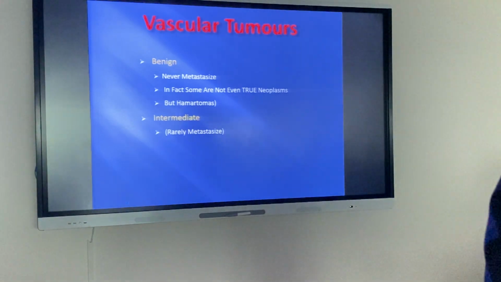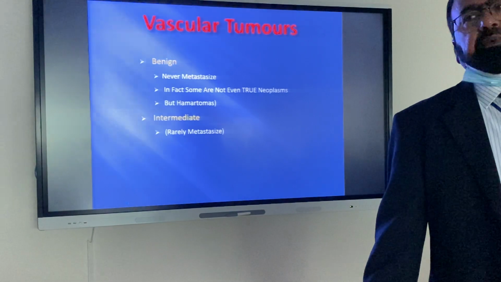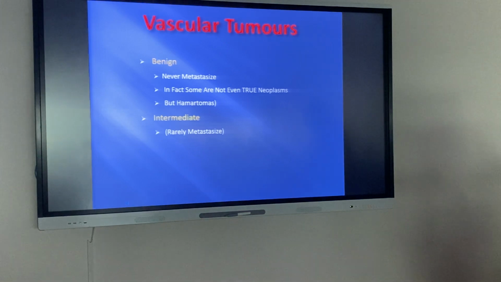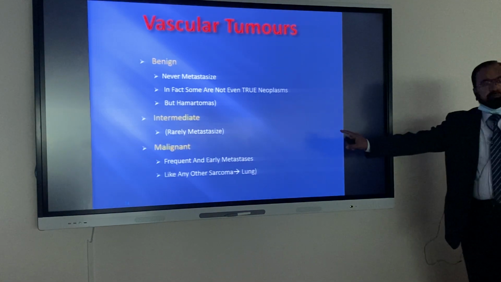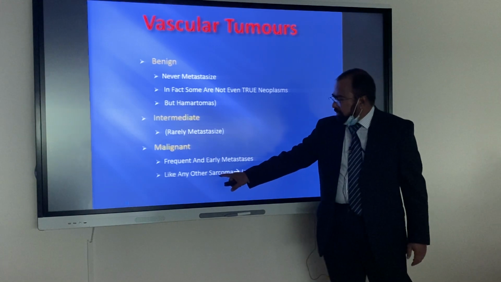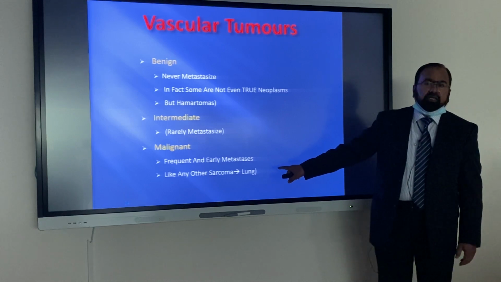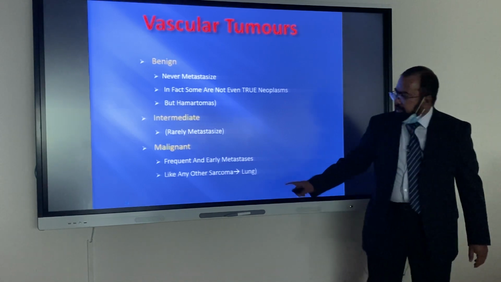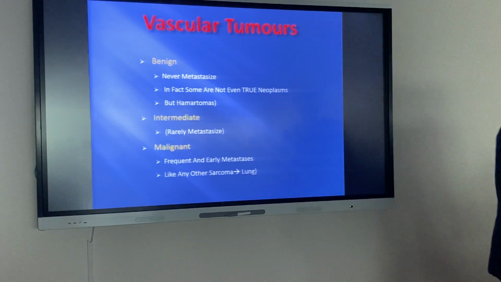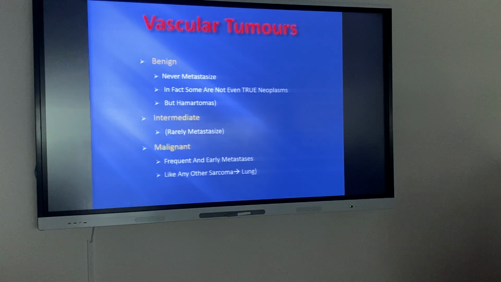Okay. Hemangioendothelioma and Kaposi sarcoma. We will be discussing Kaposi sarcoma, but I have taken out endothelioma to make it a little easier for you. And malignant tumors frequently and early metastasize, like other sarcomas; they metastasize to the lungs. In the malignant one, what do you keep? Number one, vascular tumor, malignant: angiosarcoma. Angiosarcoma is a very lethal, nasty tumor. It is usually present in the liver.